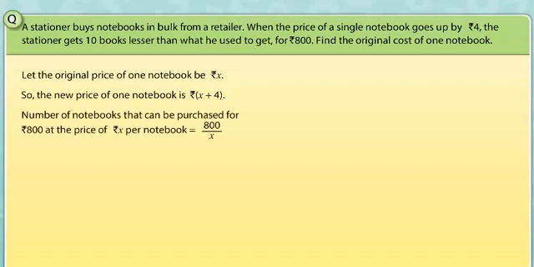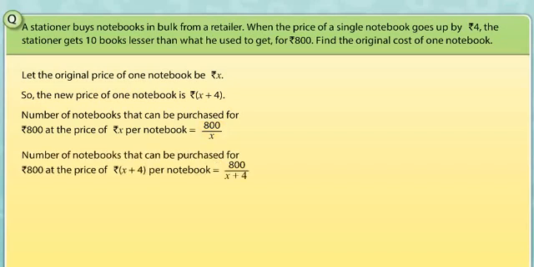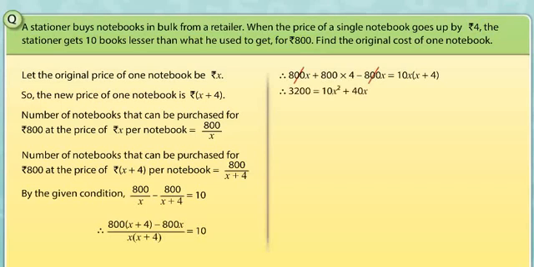The number of notebooks that can be purchased for 800 rupees at the old price will be given by 800 divided by x. Similarly, the number of notebooks that can be purchased for 800 rupees at the new price will be given by 800 divided by x plus 4. We are given that the stationer gets 10 books less for 800 rupees at the new price. So, we can say that the difference between the number of books that can be purchased for 800 rupees at the old and new rates is 10. This equation can be simplified to get a quadratic equation in x.